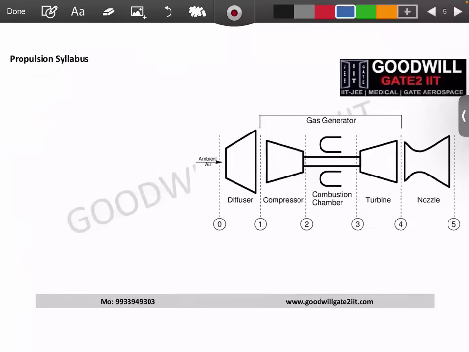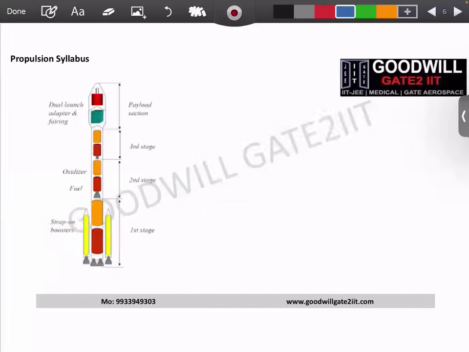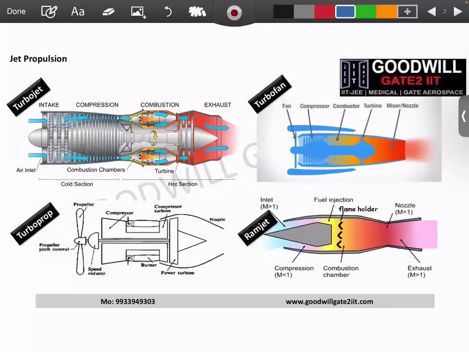So you people understood your propulsion syllabus also. So I'll skip this slide. You know what is rocket propulsion. Now, if you see, we are starting jet propulsion now. That's our chapter 1. This chapter itself will go to around 6 marks. So you can imagine this is a heavy topic in your GATE exam.